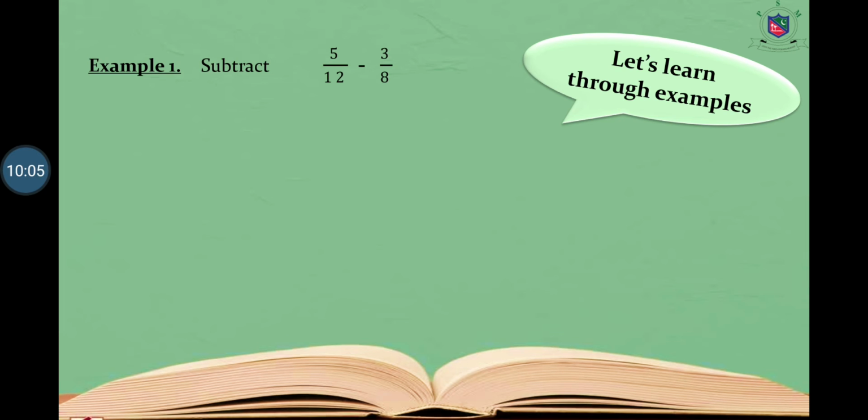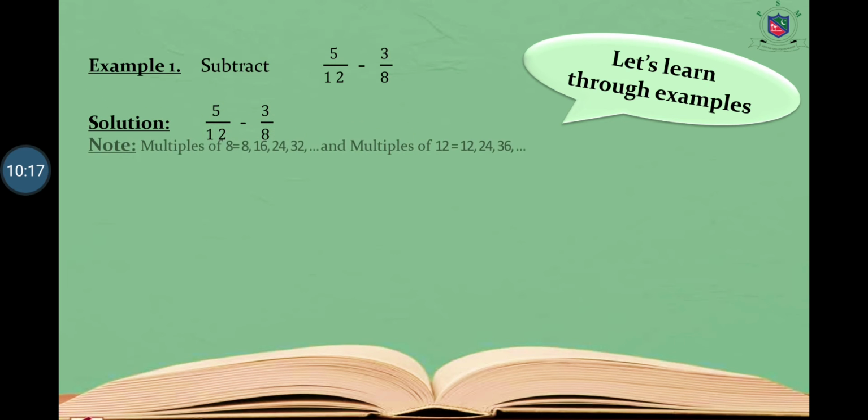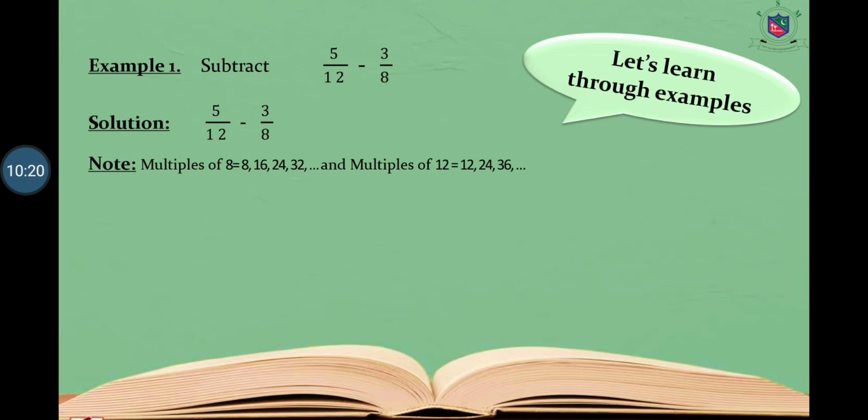Here we have one example and we are going to subtract 5 upon 12 minus 3 upon 8. As you can see, the denominators are not the same. So we need to make the denominator the same. Here we are using the least common denominator method. So we are getting the least common denominator, meaning LCD, as 24. So it means we have to make the denominator 24.